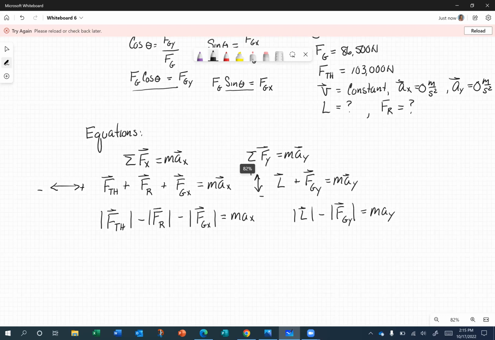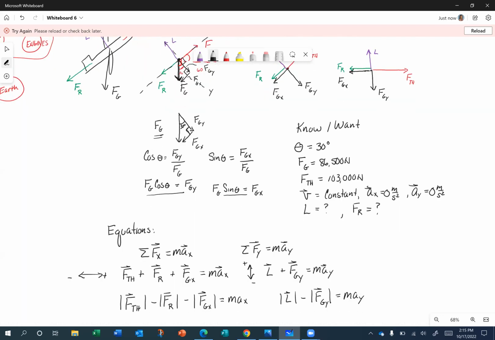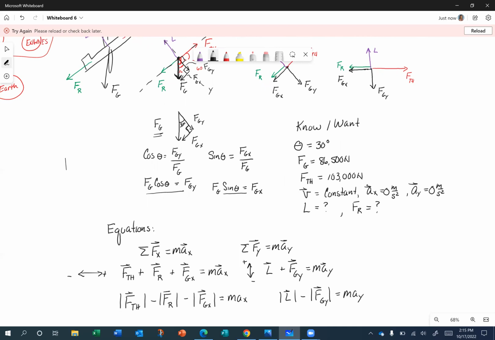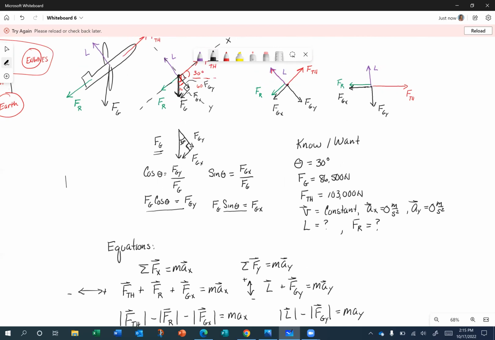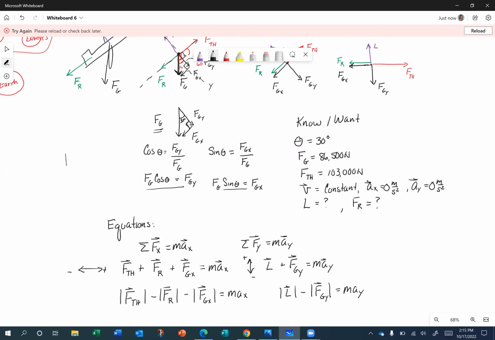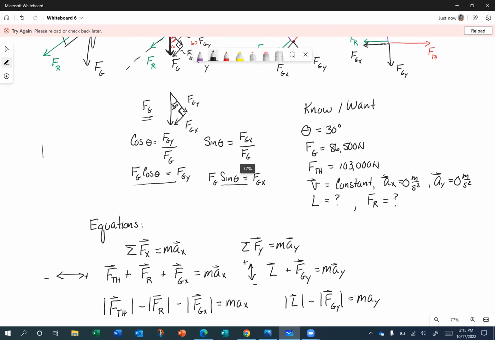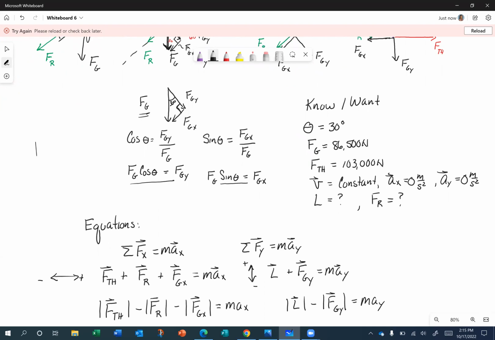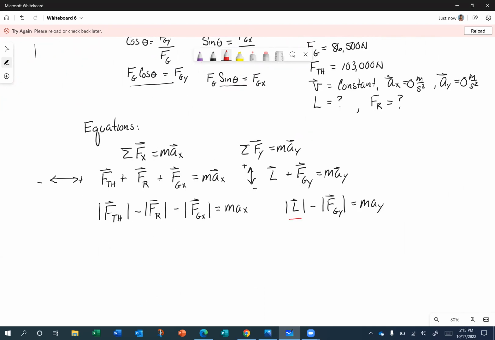Okay, so now I have those equations. They fit my pictures, right? In the x, I have force of friction, force of gravity in the x, and thrust. In the y, I just have lift and GY. So where do lift and the force of air resistance show up? So they are in these two equations. What is lift? What is the force of air resistance?